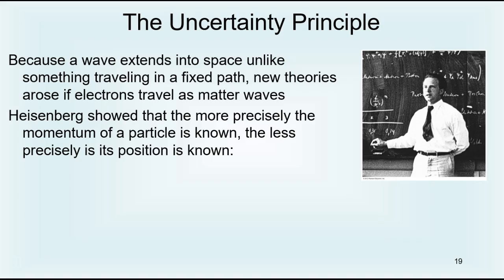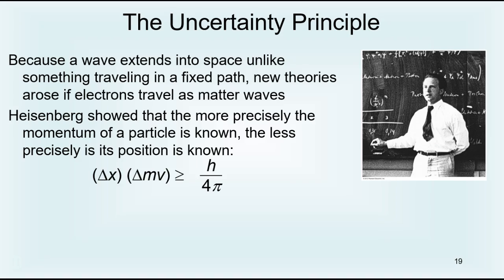So another scientist named Heisenberg showed that the more precisely the momentum of a particle is known. So momentum, if you're not familiar with physics, is mass times velocity. He said the more certain we are about the momentum of a particle, the less precisely its position is known.